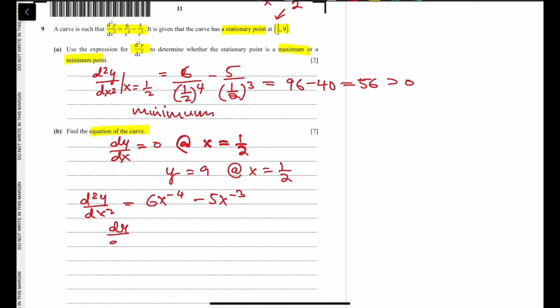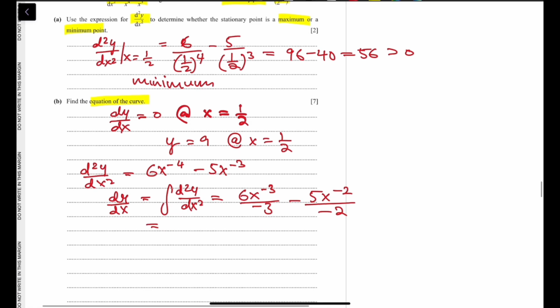Our dy/dx is the integral of our second derivative. So it's going to equal 6x to the power of negative 4 plus 1, which is negative 3, divided by negative 3, minus 5x to the power of negative 3 plus 1, which is negative 2, divided by negative 2, which is equal to negative 2x to the power negative 3 plus 5 over 2x to the power negative 2 plus c on both of those, my bad.